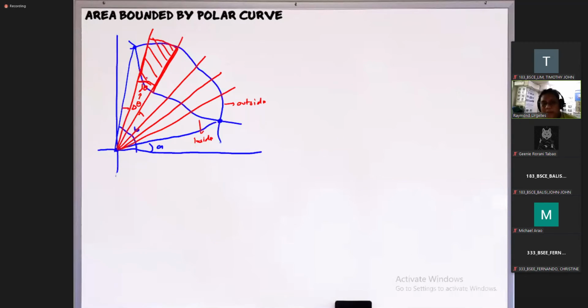As for the radius naman natin, yung isang point sa curve natin, yung layo nito from the origin will just be defined as the r inside. So ito yung r sub i natin, yung radius ng inside curve. Let me use another color. For the outside boundary naman, we can consider this point here. Ito naman yung radius ng outside boundary natin, tawagin natin as r sub o.